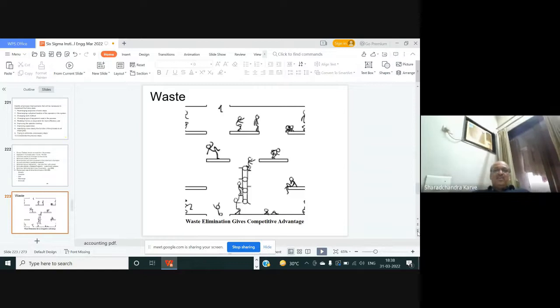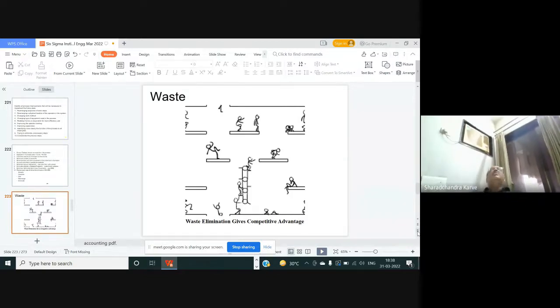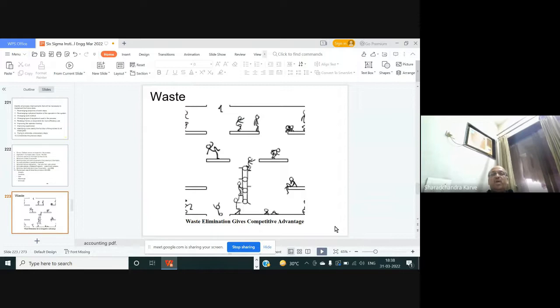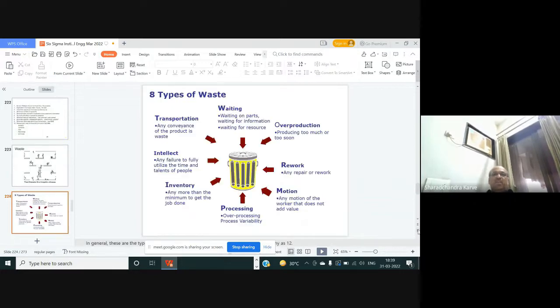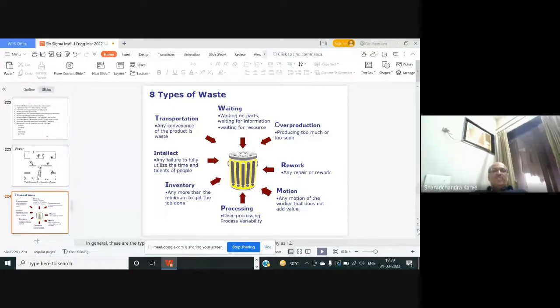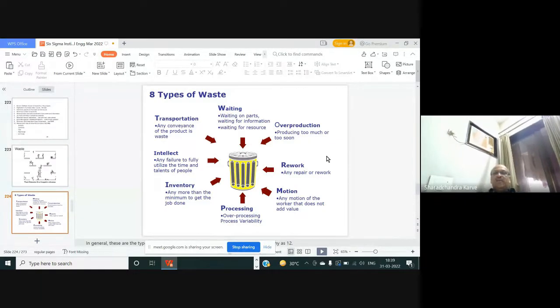So during that, we also identify what is waste in the process. Waste elimination always gives you a competitive advantage. So it has to be very simple and easy. There are 8 types of waste which are being emphasized in lean. Earlier I said 7, but at that time the intellect waste was not included. That is why I said there are 8 types of waste, which is called as a WORMPIT.